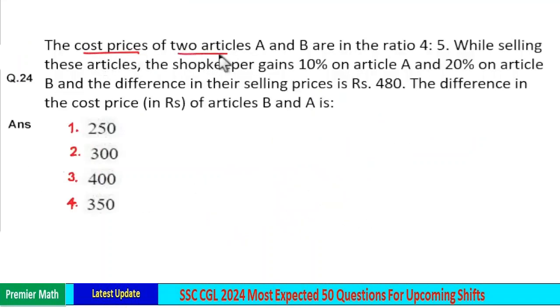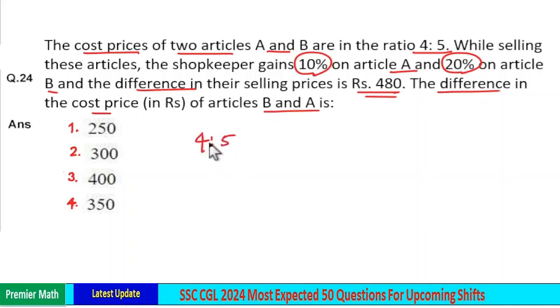Cost prices of two articles A and B are in the ratio 4:5. While selling these articles, the shopkeeper gains 10% on article A and 20% on article B, and the difference in their selling prices is rupees 480. The difference in the cost price of articles B and A is, here cost prices are in the ratio 4:5. I'll take it as 400:500. Cost price of A is 400, cost price of B is 500. Then shopkeeper gains 10% on article A. So 10% of 400 is 40.